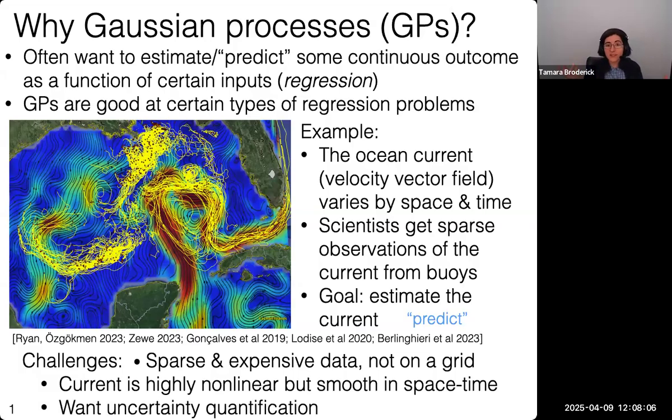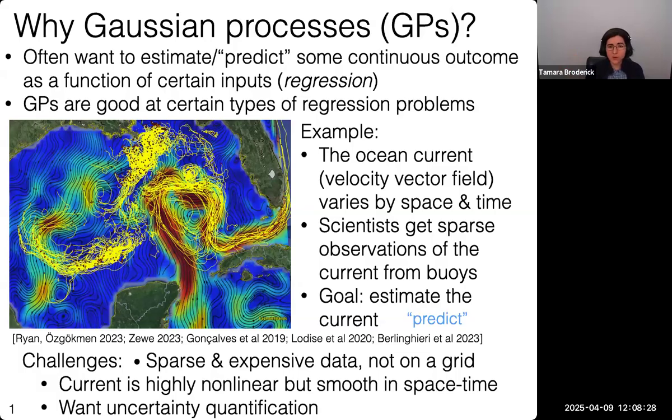And finally, we want uncertainty quantification. We'd like to say not just what's our best guess of the current away from our observed data, but how certain are we of that guess? And it's going to turn out that basically these challenges are exactly cases where we would like to apply Gaussian processes as a particular form of regression methodology.